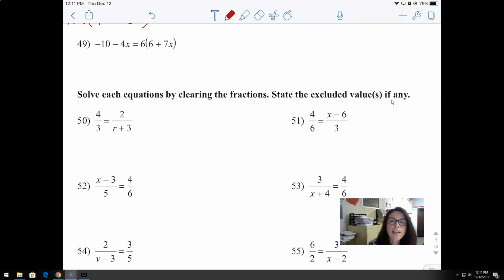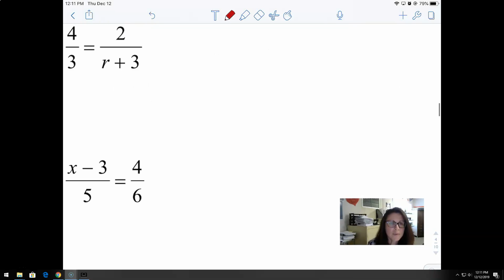excluded values. Now remember, excluded values avoid leading to a denominator of 0. So we have to make sure that we're not dividing by 0, because anything divided by 0 is undefined, and it would even read an error on your calculator. So let's look at number 50.